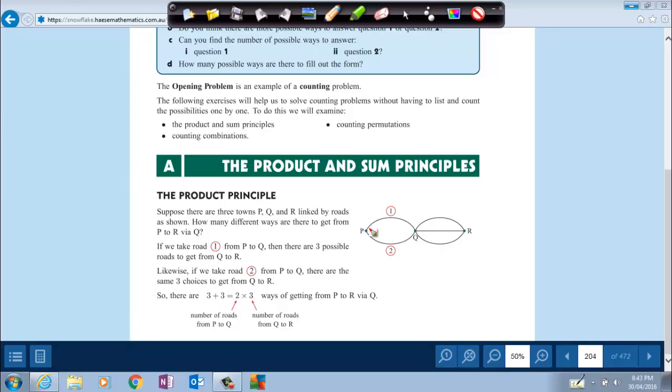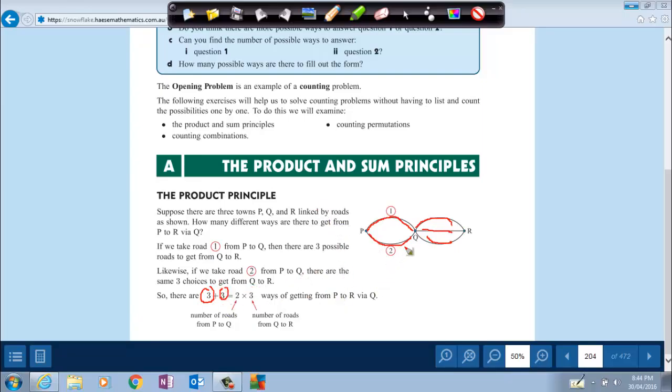You're at town P and you've got 2 ways of going to town Q and 3 ways of going to town R. How many different ways are there of getting from the first one, P, to the last one, R? Well, we could go through 1 and then 3 ways from Q to R. So that is three possible pathways. Or we could take the other path, P to Q, once again followed by 3. So it's 3 plus 3, so we get 6.